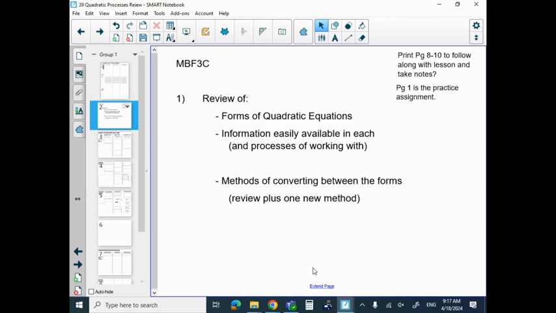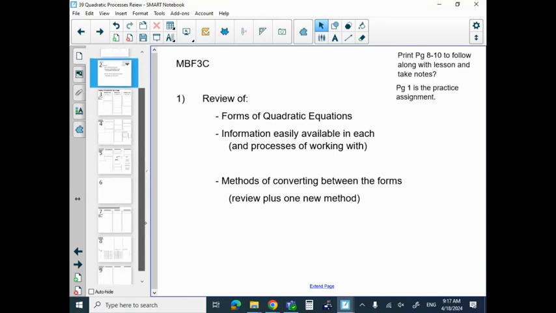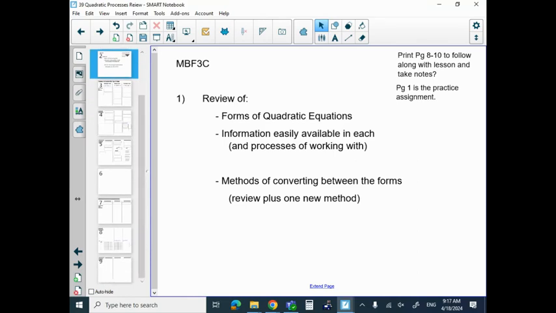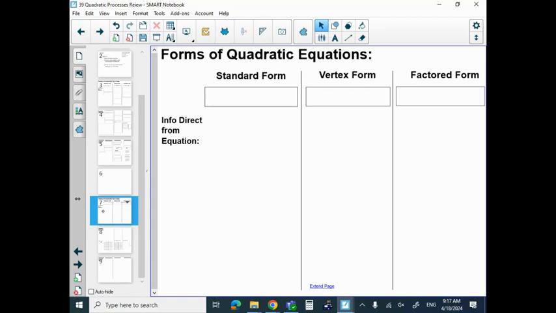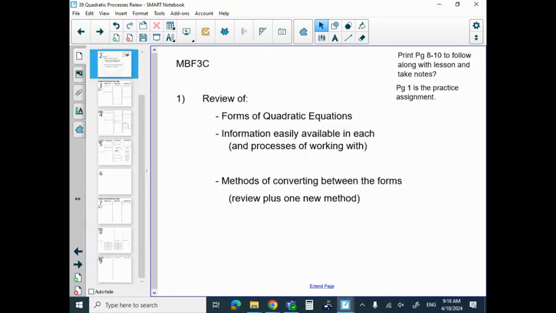So for this lesson, if you want to follow along, take notes and really help yourself learn it, pages 8 to 10 in this file. Actually, I should switch that. So 7, 8, 9. I got rid of one of the pages earlier. So 7 to 9 would be what you could use as a template to follow along and learn as you go, like you would in an in-person class. And then, of course, page 1 is your practice assignment to submit.